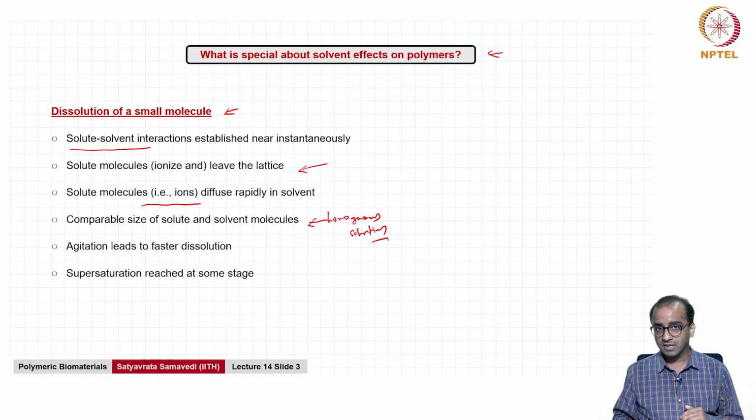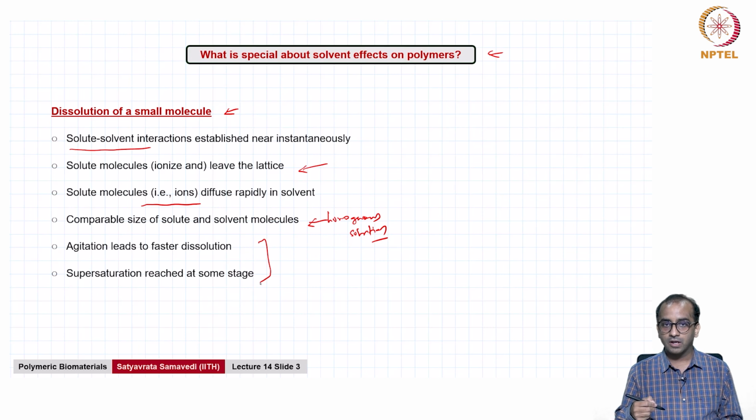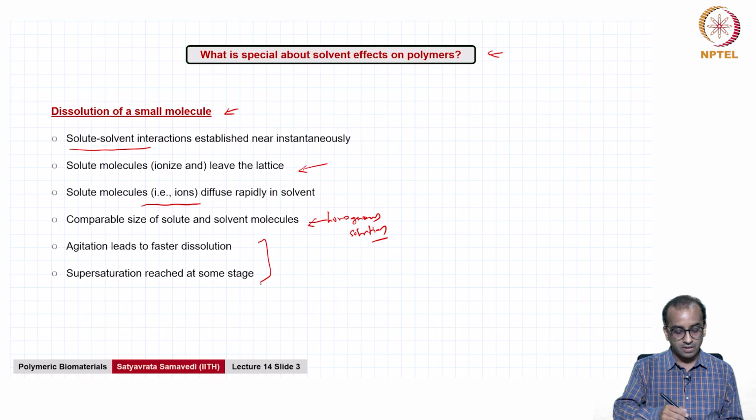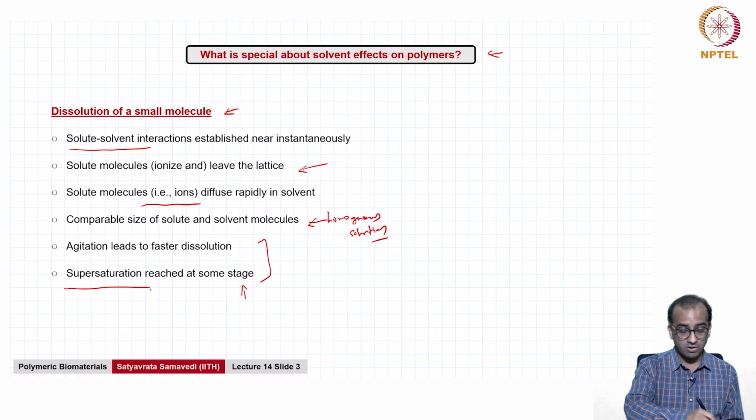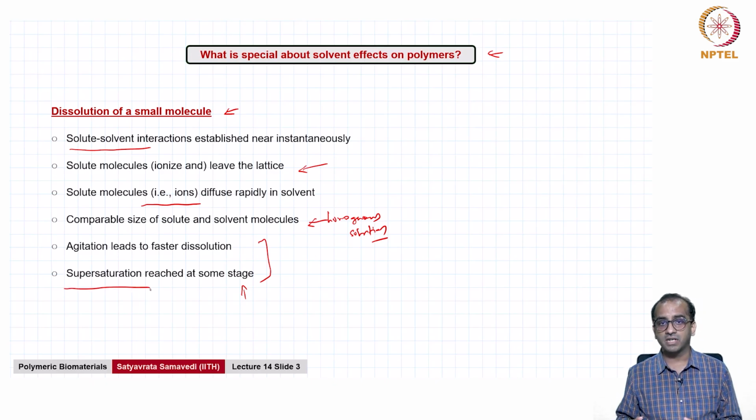And there are two interesting aspects about this process. You will see that if you stir it with a spoon, or if you heat it, for example, this process will go faster. And if you keep adding more and more salt, at some point you will realize that that solution can no longer take any more salt. So any more salt that you add in will not be soluble because that solution has reached supersaturation. So this is a very familiar example of this simple dissolution of a small molecule like salt or sugar in water. Now, what does the situation look like for polymers?